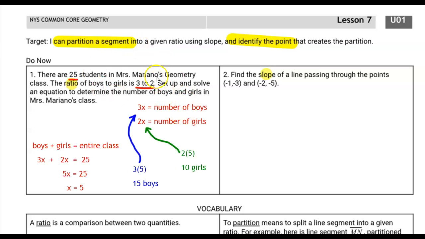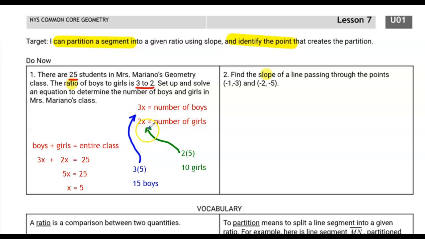All right, for this first problem, it asked us to determine the number of boys and girls in Mrs. Mariano's class, and it gave us some information. It told us the ratio was 3:2, and there were 25 total students in the class. If you remember from when you took algebra, when you get a ratio like 3:2, you're able to break it down algebraically as 3x and 2x.